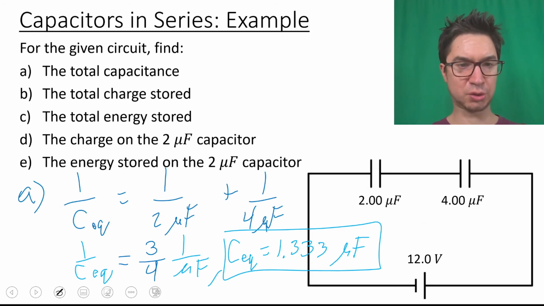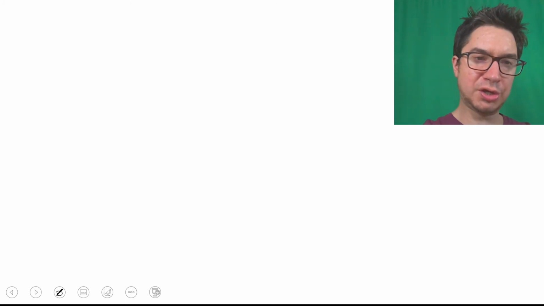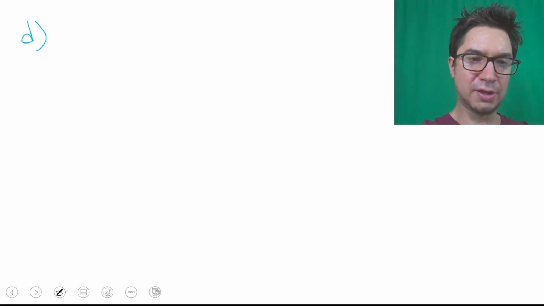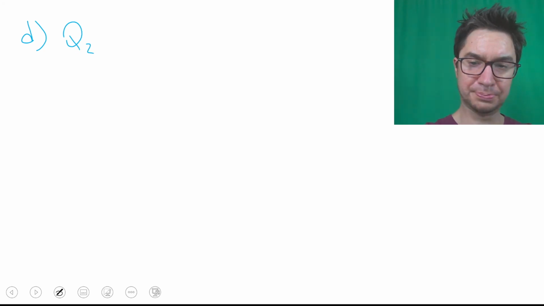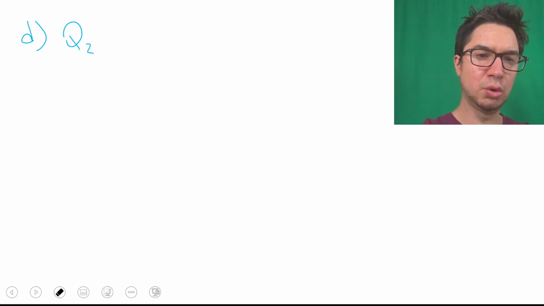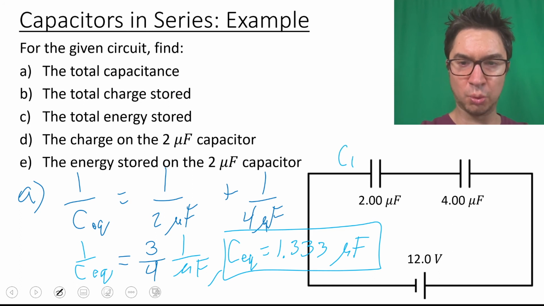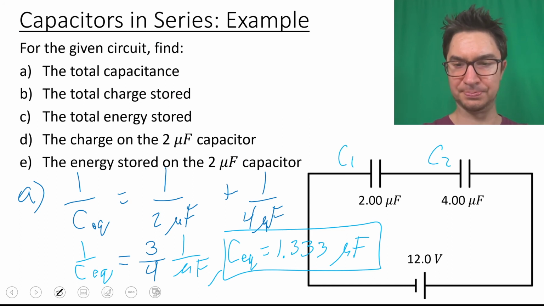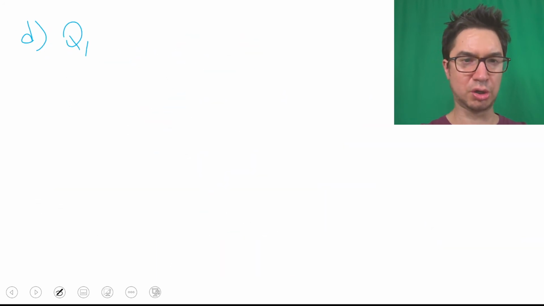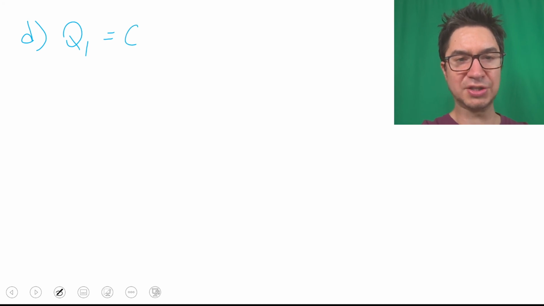All right, so the next question was to ask for the charge on the 2 microfarad capacitor. All right, let's take a look. I'm going to call this Q1 just to be consistent with our notation from the previous problem. So let's label these capacitors. We'll call this capacitor here C1, and we'll call this capacitor here C2. With that notation, this is the charge on the first capacitor, which is going to be the capacitance of the first capacitor times the voltage of the first capacitor.